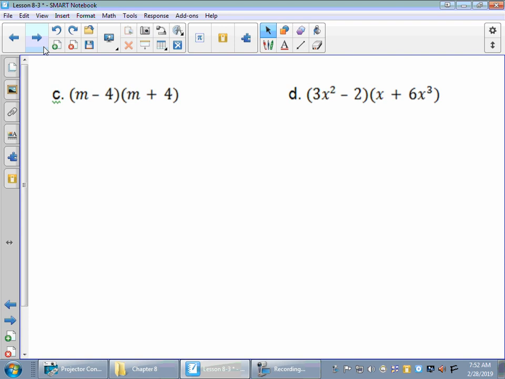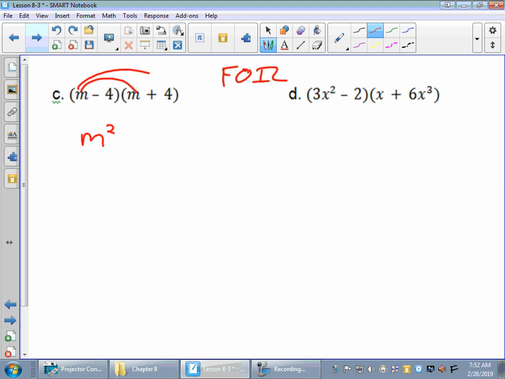We're going to skip ahead here to letter C, because this is a little different type of problem for us. We got m minus 4, m plus 4. So something cool is going to happen in the middle. So our FOIL again, or if you want to draw your lines, whatever you want to say, distributive, we kind of use those terms interchangeably. But m times m, our first term, is going to give us an m squared. And then we go with our outside terms, m times 4 gives us a plus 4m. Then we're going to go with our inside terms. Negative 4 times m gives us a negative 4m. And then our last terms in each, negative 4 times positive 4 gives us a negative 16.